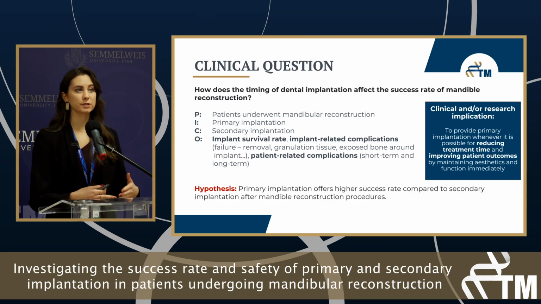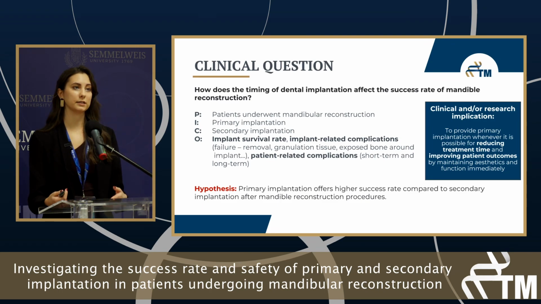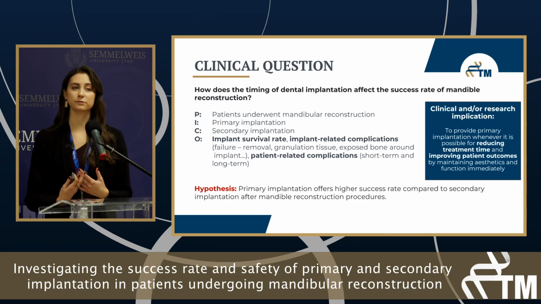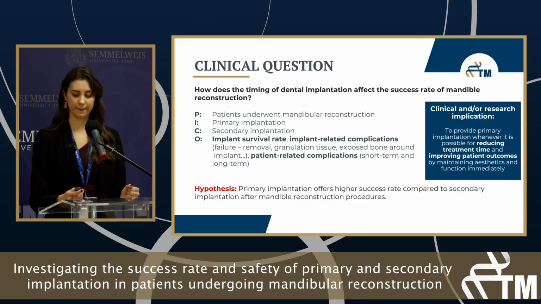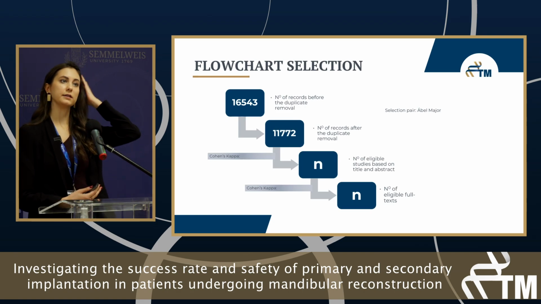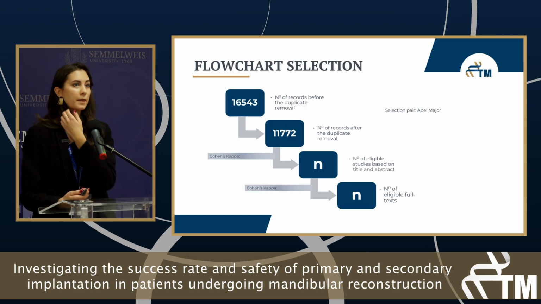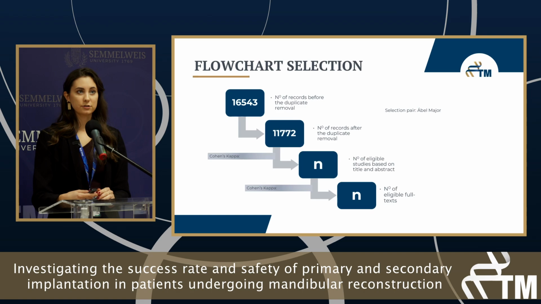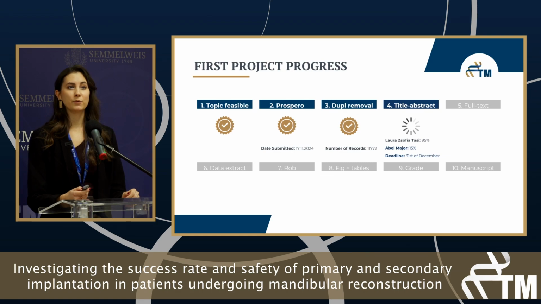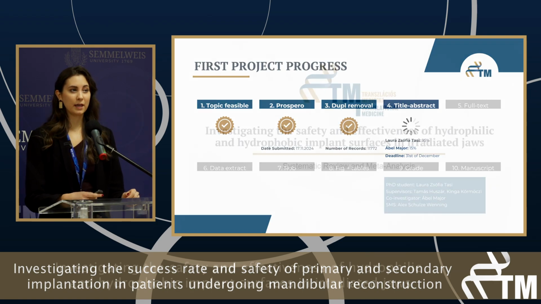If we could choose primary implantation over secondary one, then we could reduce, of course, the treatment time of our patients and therefore improve the patient's outcome as soon as possible. And we have got more than 11,000 hits after the duplicate removal. So now I am at the stage of title and abstract selection. Hopefully I will finish it by next week, so we can move on to the full text selection.